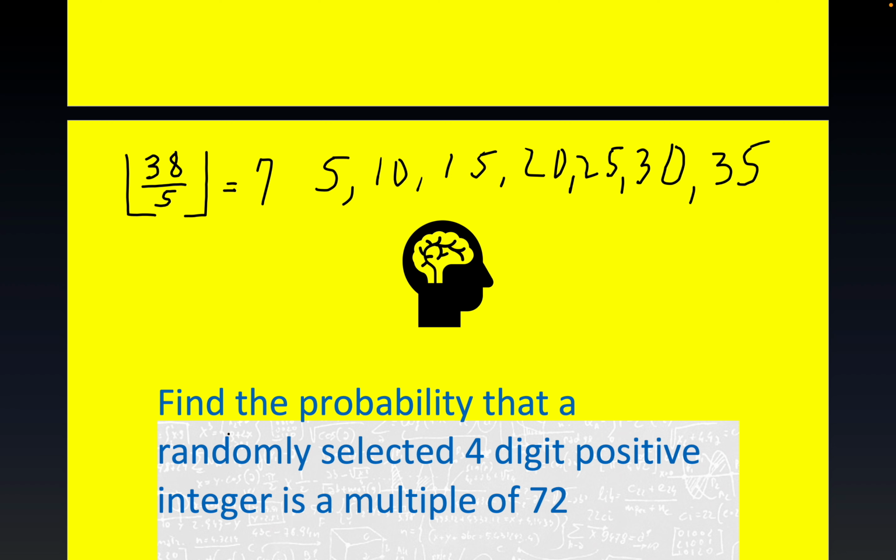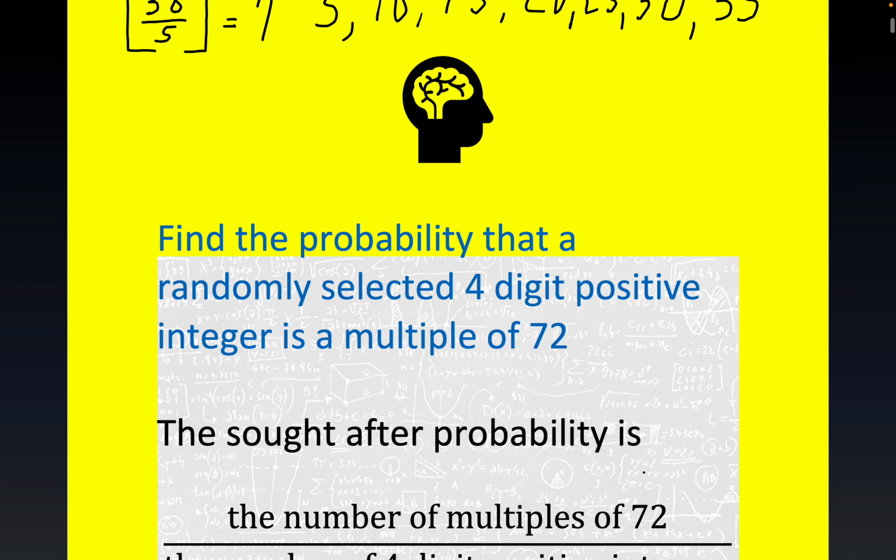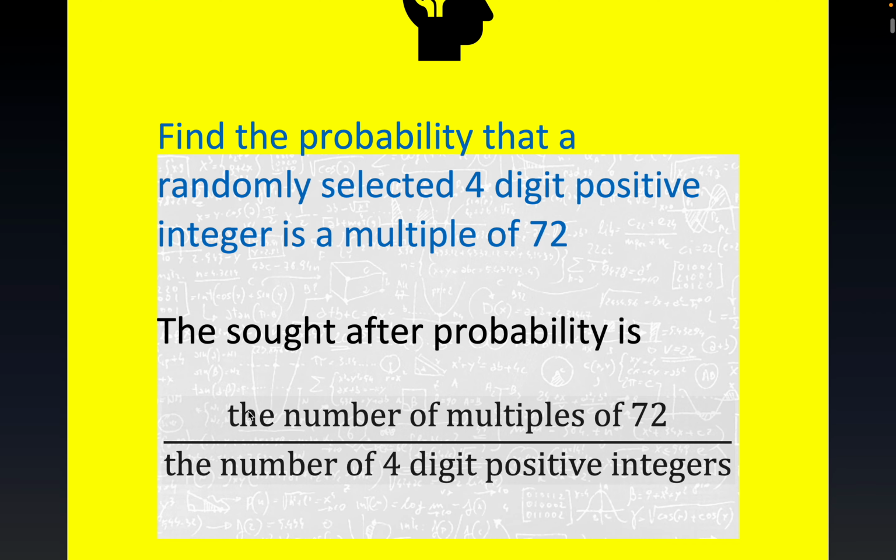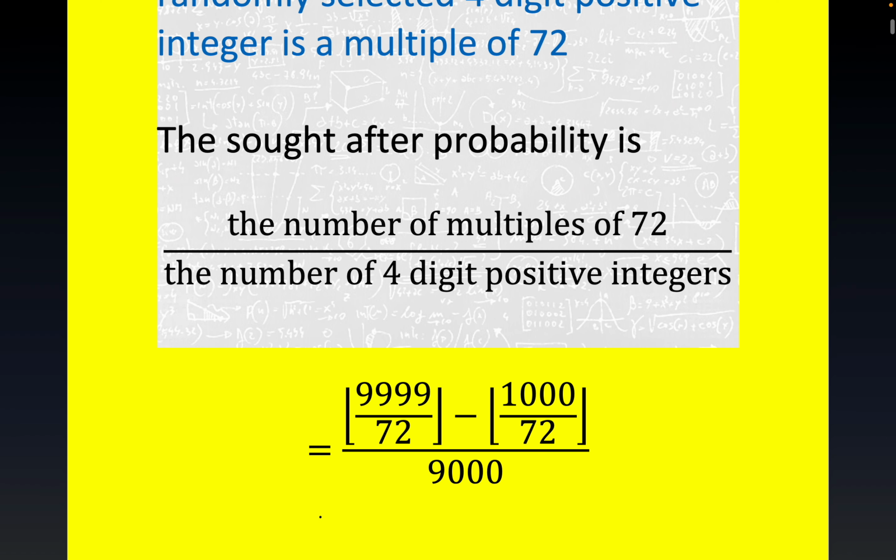Okay. Now we're supposed to find the probability that a randomly selected 4-digit positive integer is a multiple of 72. Now, random has kind of a controversial definition. It just means that any number has an equal likelihood of being selected. Every probability question at its core is the number of desirables in the numerator, here the multiples of 72, divided by the total number of possible outcomes. So we can write that down very easily here.